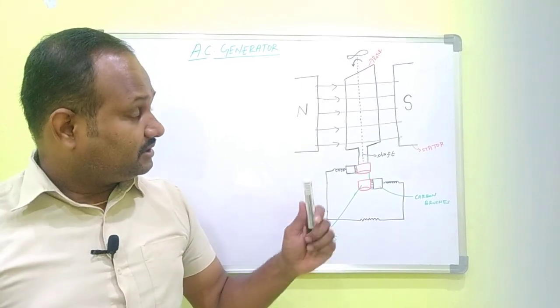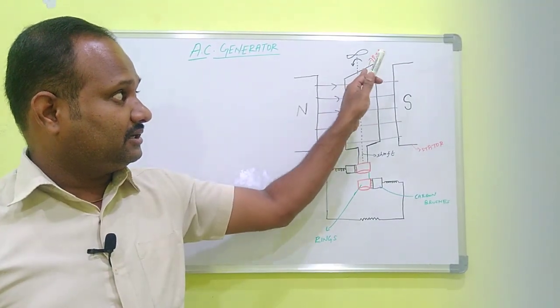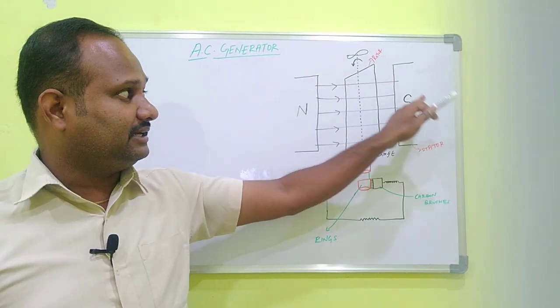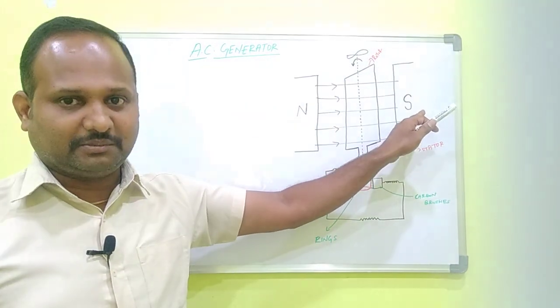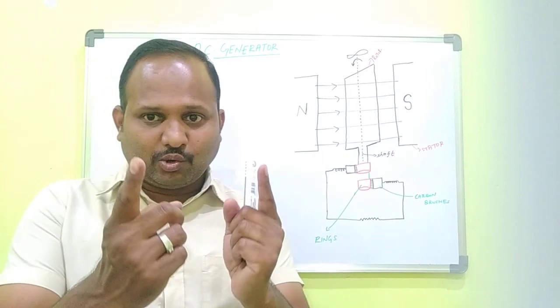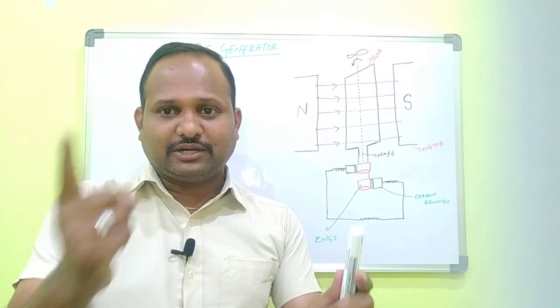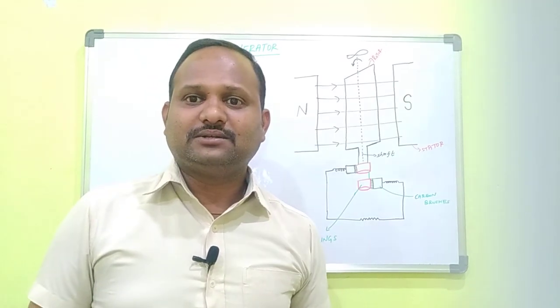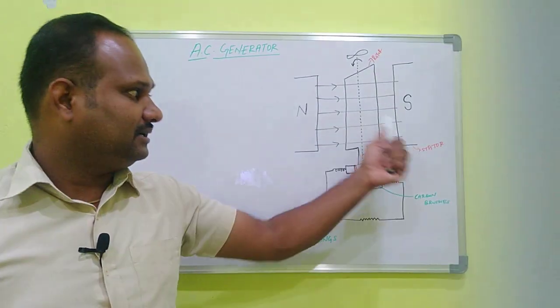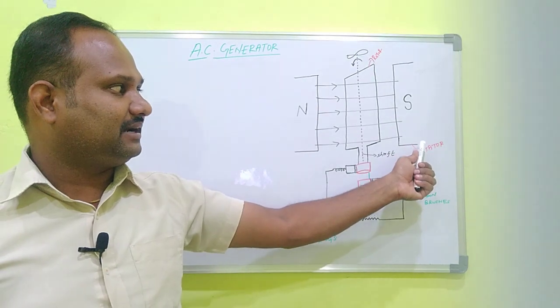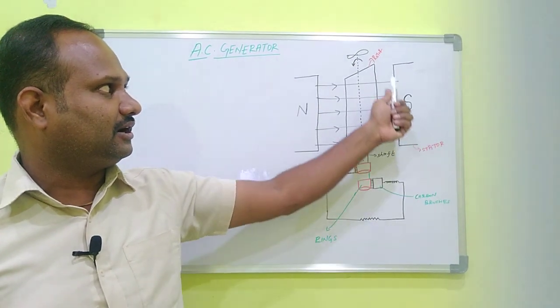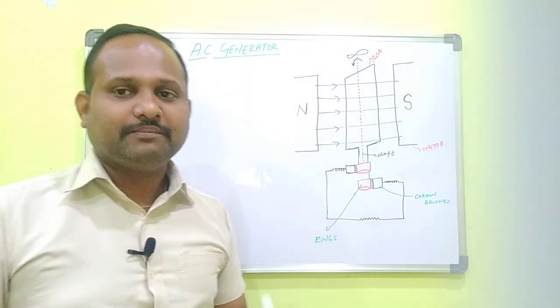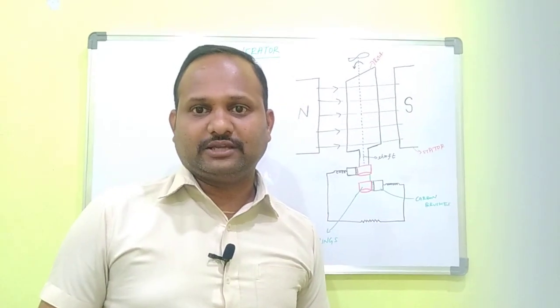Otherwise, in some arrangements, it acts like a stator and it acts like a rotor. That means the magnetic coils, the electromagnets, are rotating and the armature coil is kept stationary in another arrangement. But in this arrangement, the electromagnet acts like a stator, and the rotor is nothing but the armature coil. Keep that fixed in your mind. Okay, then next.